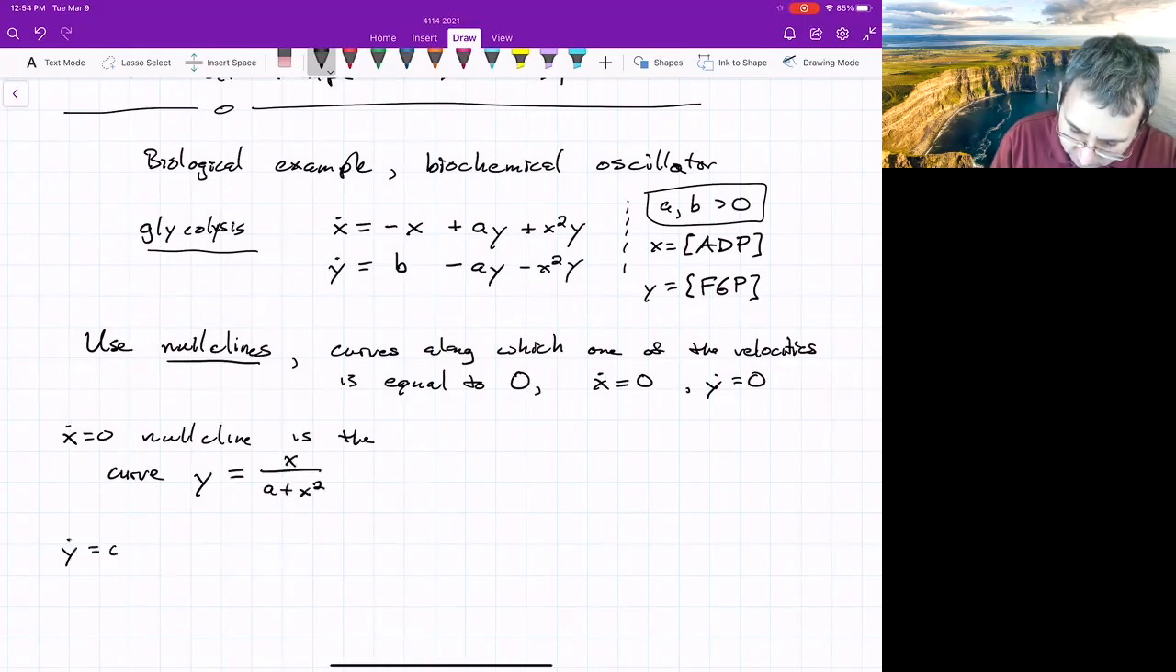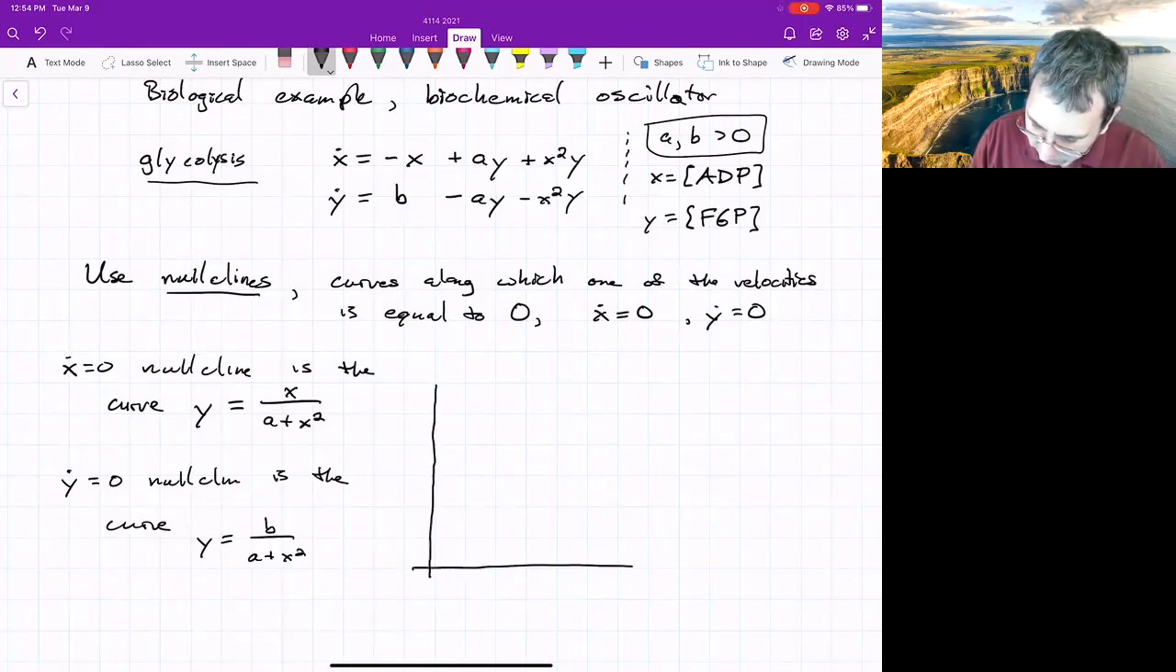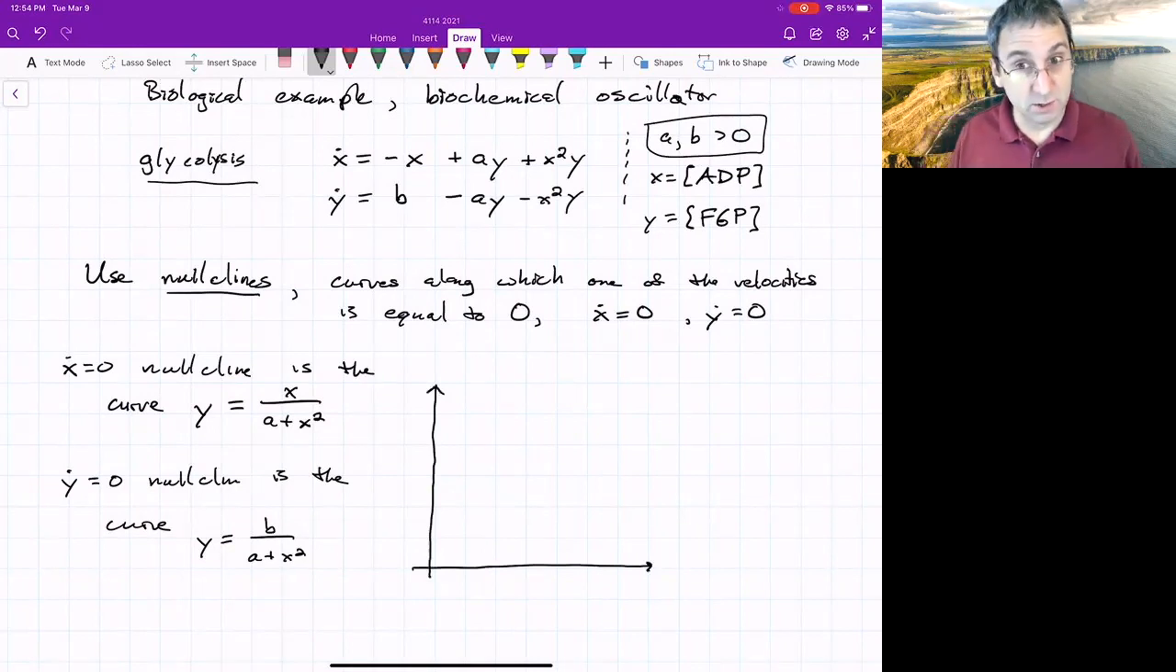The y dot equals 0 nullcline is another curve. Y equals b over a plus x squared. So let me plot the phase portrait. Concentrations are greater than or equal to 0, so we only have to worry about the x and y first quadrant. And we can sketch these curves, hopefully.